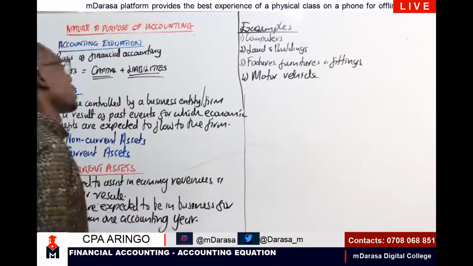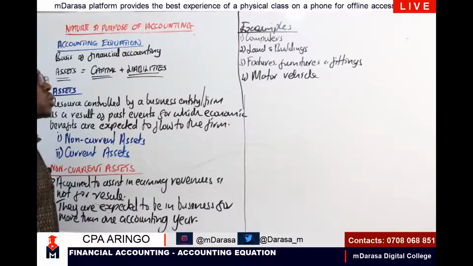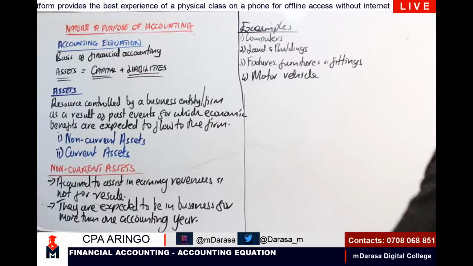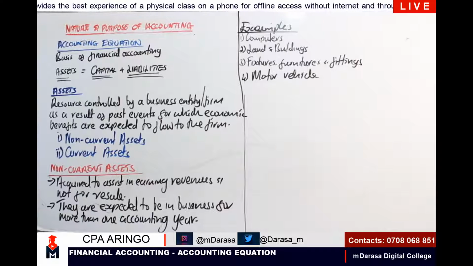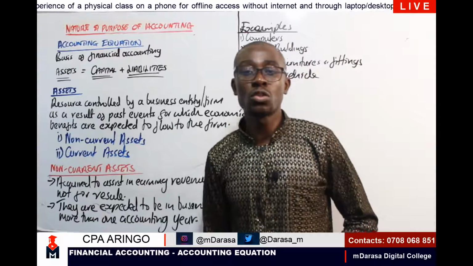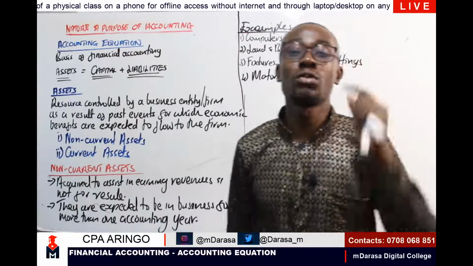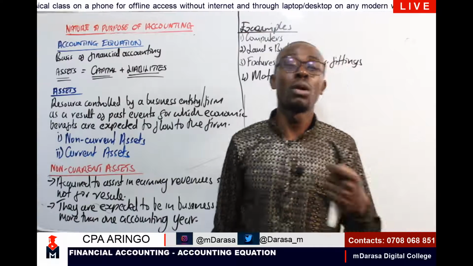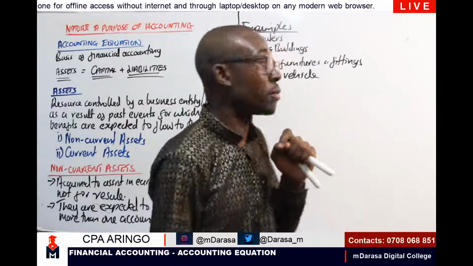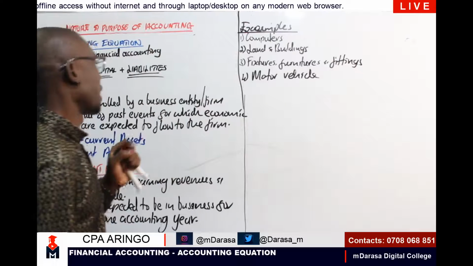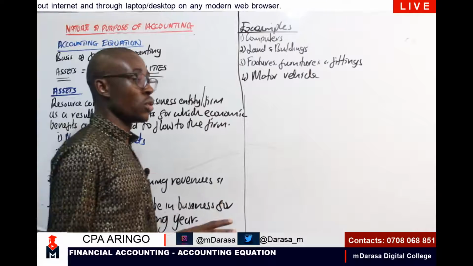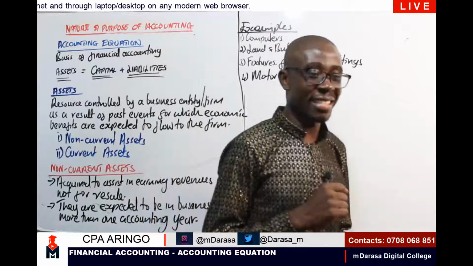So long as you are able to identify an item in the firm which is going to assist the firm to generate revenue, or which is going to be there for more than one accounting year, and it is purely owned by the firm, you'll term it as non-current assets. So that is non-current assets.